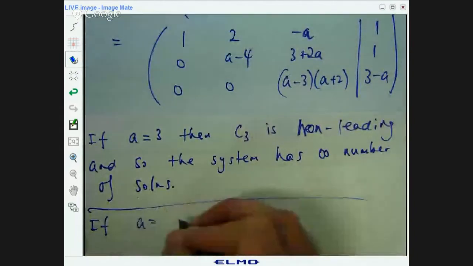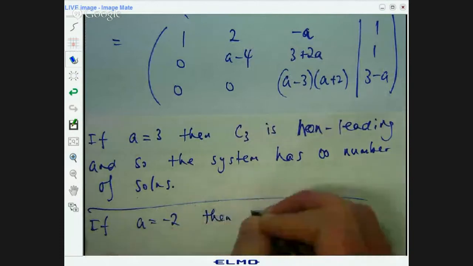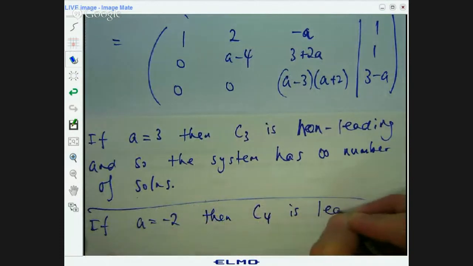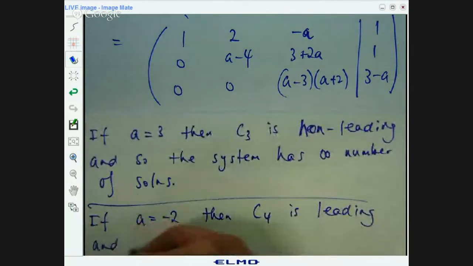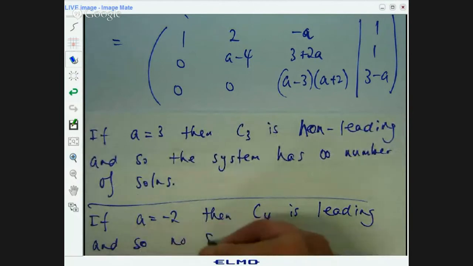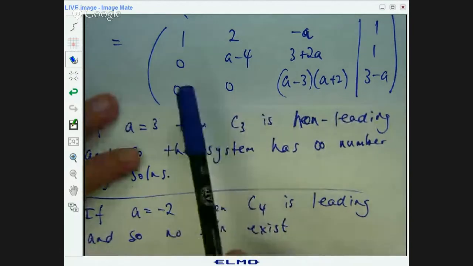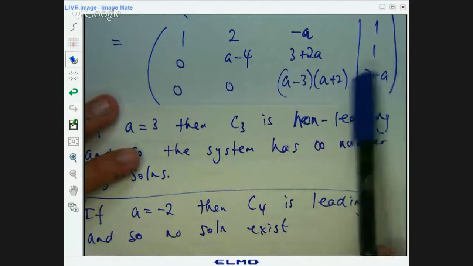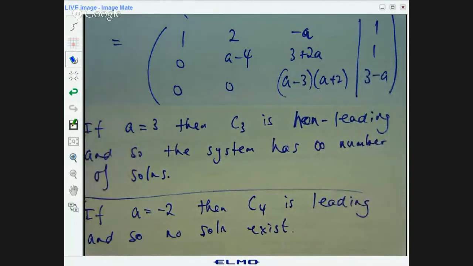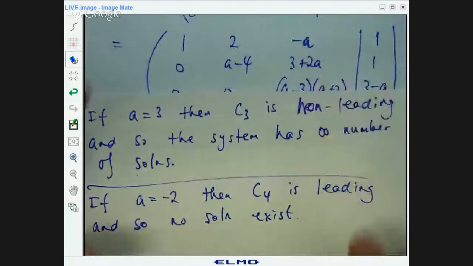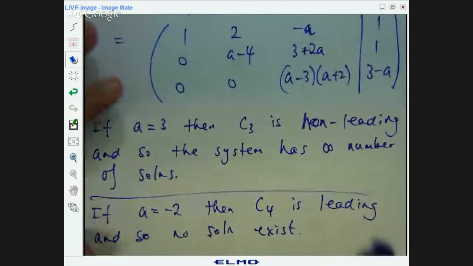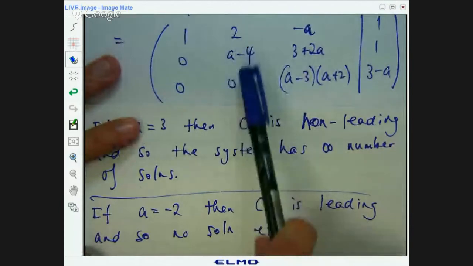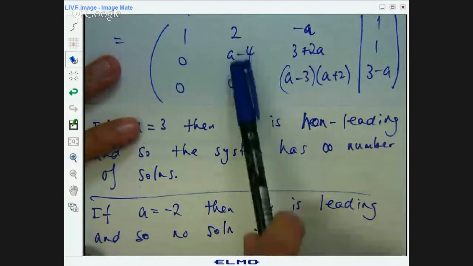If A equals -2, then C4 is leading. And so no solutions exist, because row 3 would say 0 plus 0 plus 0 equals something that's 5. Okay, so that doesn't make sense. So there's obviously no solution then. But we can go a little bit further here now. What happens when this and this are equal? And that'll be the case if A equals +4, right?